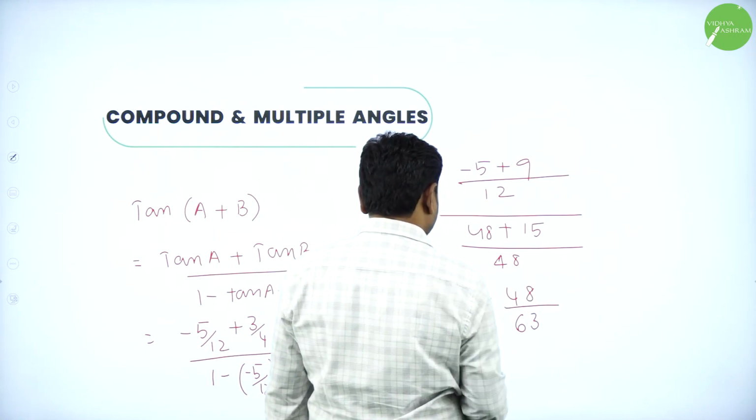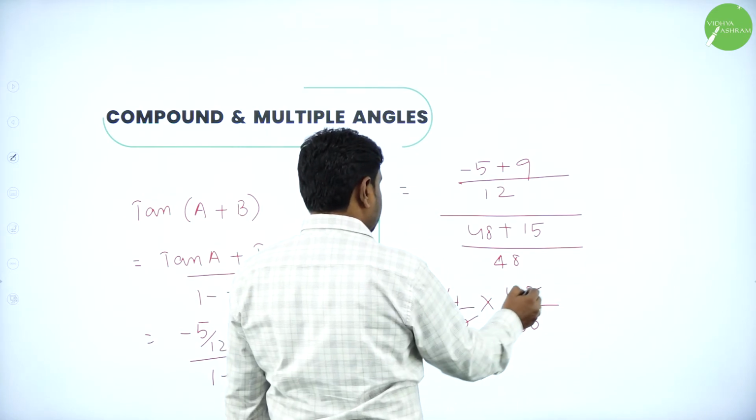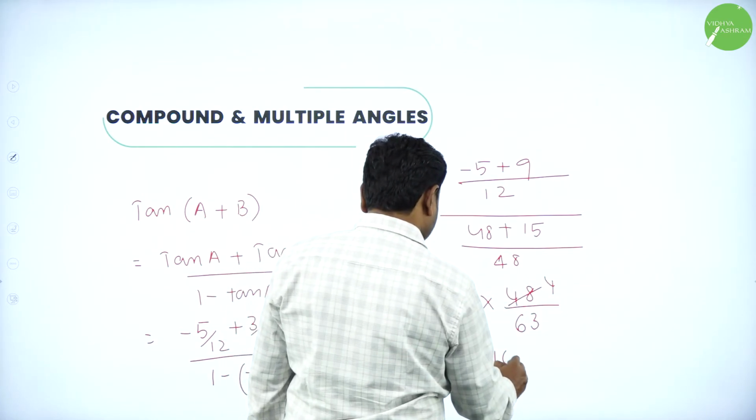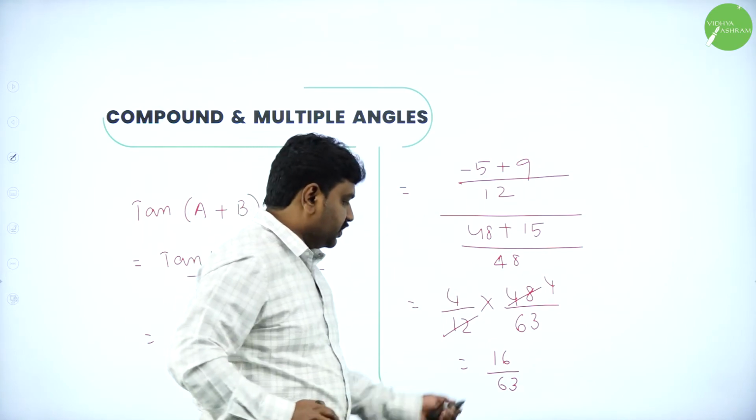63. 12 ones are 12, fours are 48. So you'll get 16 by 63. 58 and 60. Yes, that's it.